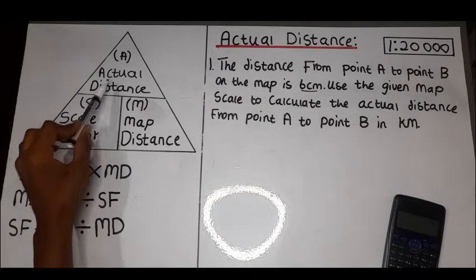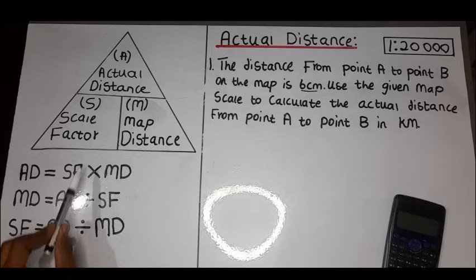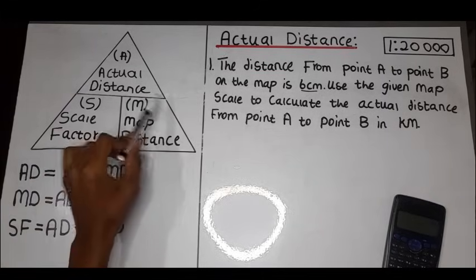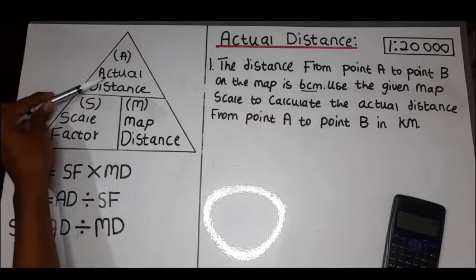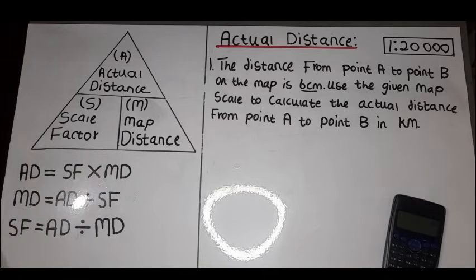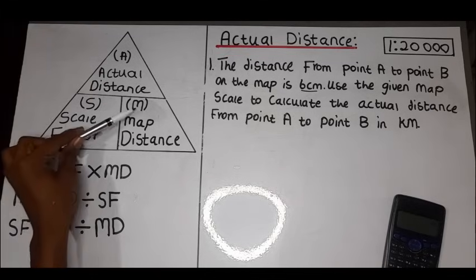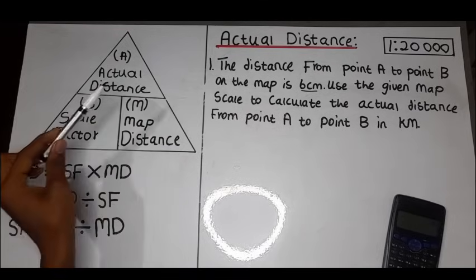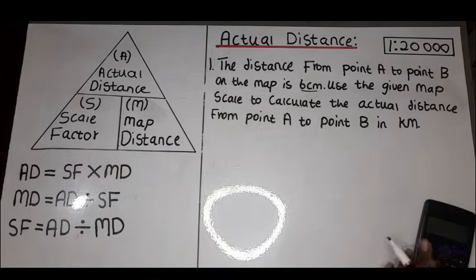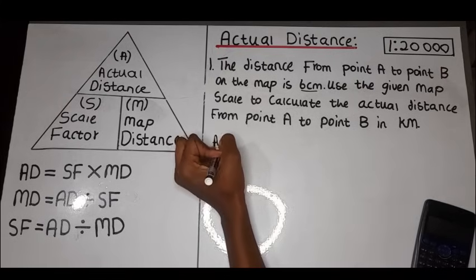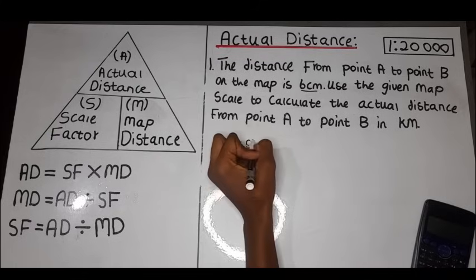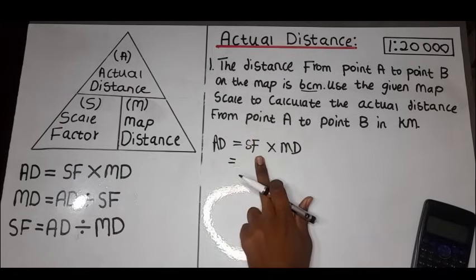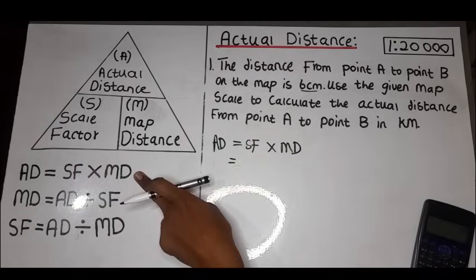So the formula to calculate actual distance is scale factor multiplied by map distance. Remember that this line represents multiplication and this one represents what? Division. So when we want to calculate the actual distance, we're going to say actual distance equals scale factor multiplied by map distance. This line represents multiplication, this one represents division. So we are now calculating what? The actual distance. So we're going to say actual distance equals scale factor multiplied by map distance, right? So this is the formula that we use to calculate the actual distance. It's similar to this one.